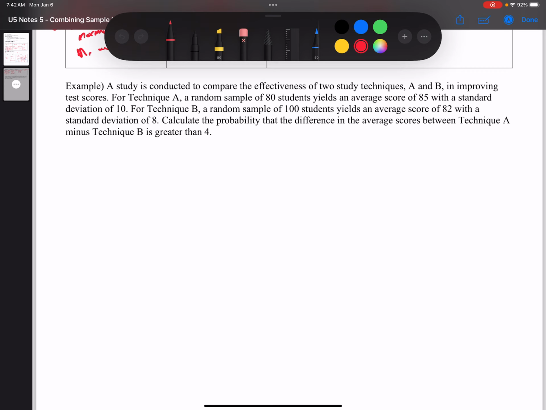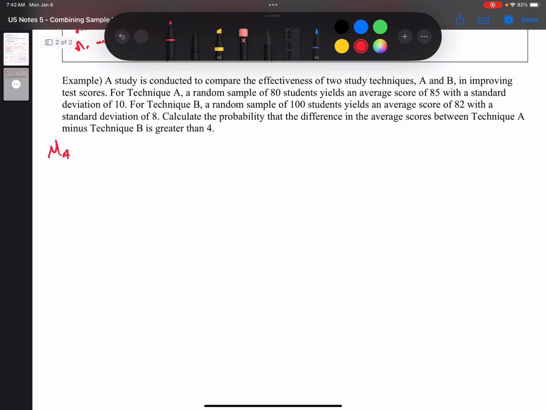So we're trying to figure out is there a difference bigger than 4 between the two, okay? So this is just a sample free response type question where you're going to need all of this information in order to guarantee full points, okay? So the first thing we need to do is state what we're dealing with, okay?